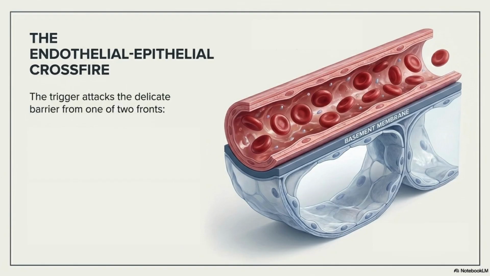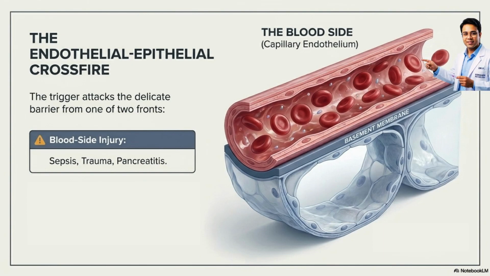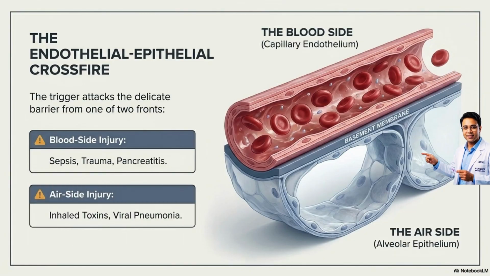The trigger attacks our highly delicate alveolar capillary barrier from one of two fronts. We have the blood side injury hitting the capillary endothelium, which is caused by things circulating in the blood like sepsis, trauma, or pancreatitis. Or we have the air side injury attacking the alveolar epithelium directly via inhaled toxins or severe viral pneumonia. Let's break down the pathogenesis step by step.